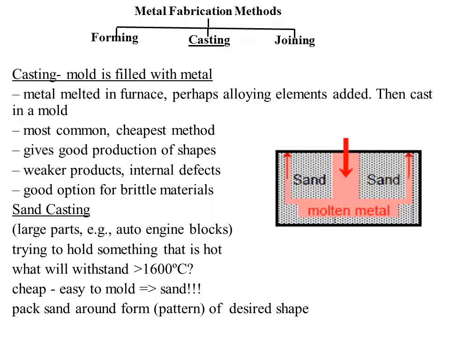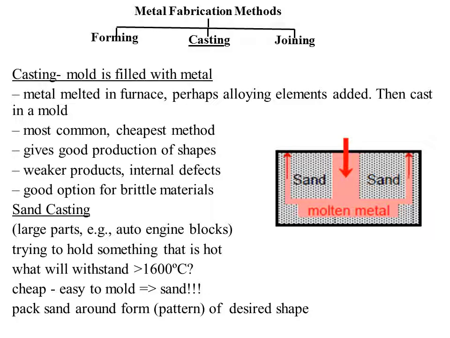This is another type of fabrication method, which is called casting. In casting, a mold is filled with the metal. You will have a mold filled with sand, and you pour the molten metal inside and get the product in the desired shape. The metal is melted in the furnace. It is the cheapest method, used for producing different shapes.